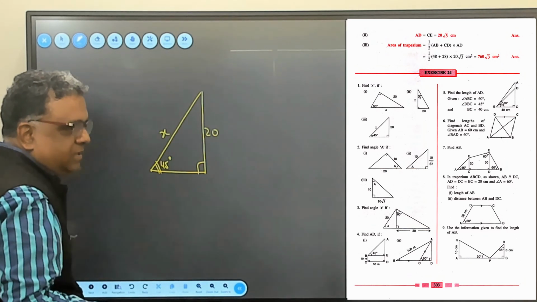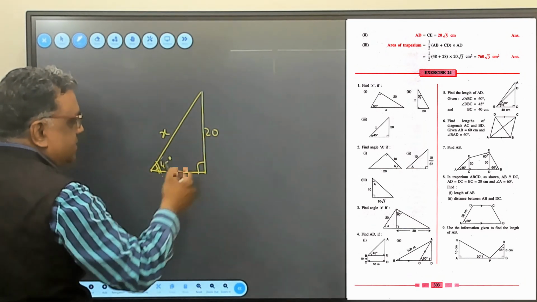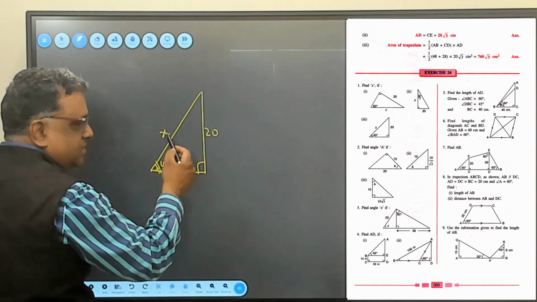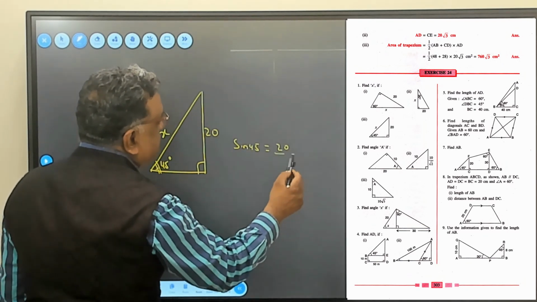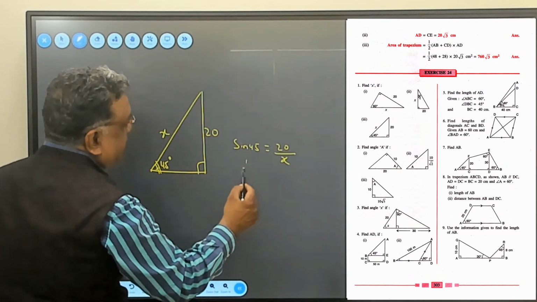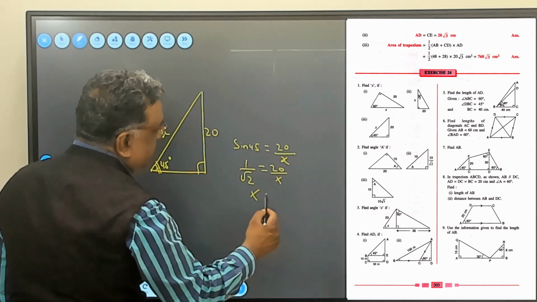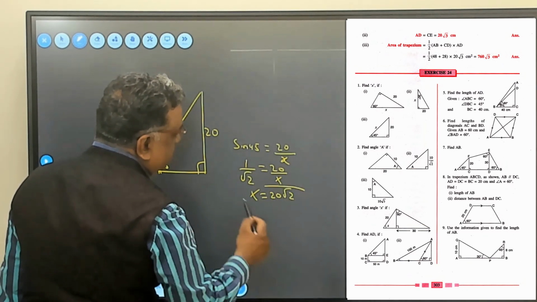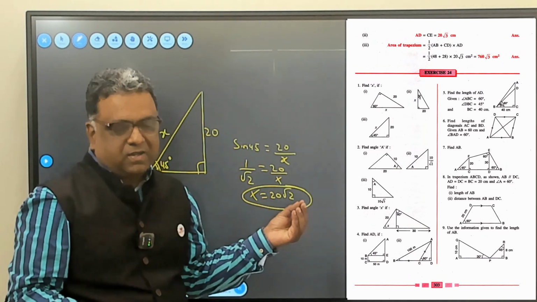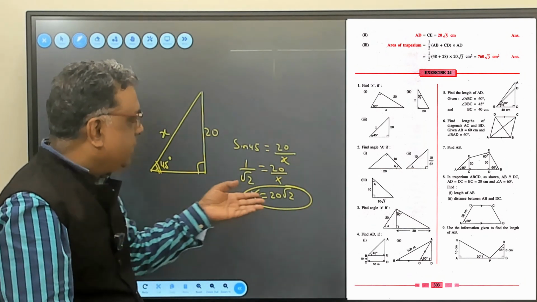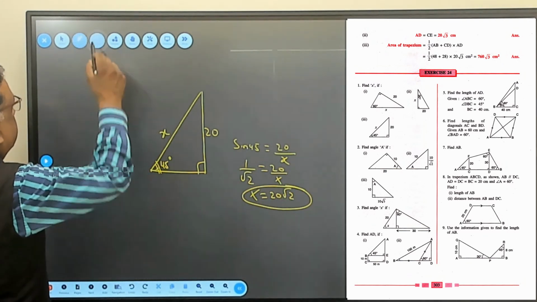So what does it mean? I have to find x, so I will again use sine. Sin 45 is this upon this. So if I use sin 45, it is 20 upon x. But I know the value of sin 45 is 1/√2, so I will get x. So x will be 20√2. Even if the question asks you to find it to the correct 2 decimal places or something, you can take 20 into 1.41. Next.